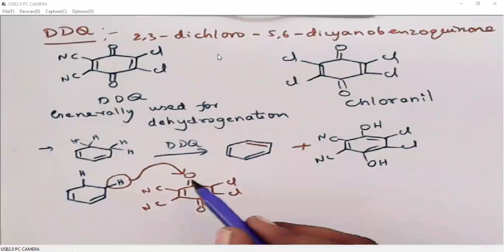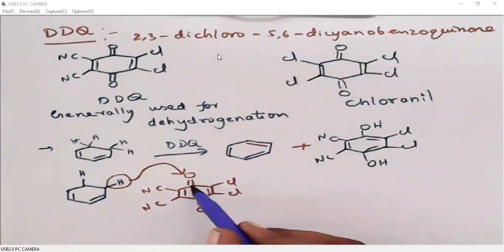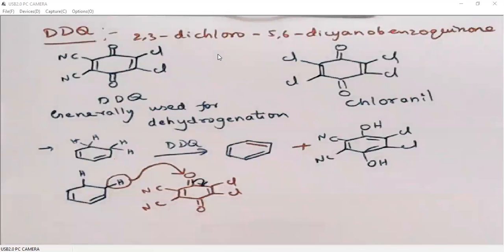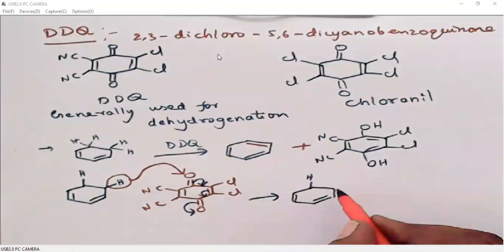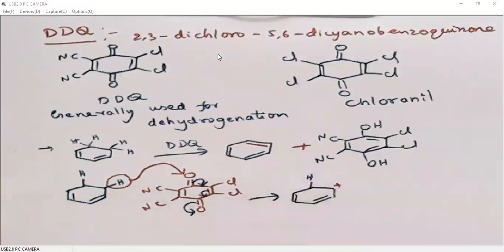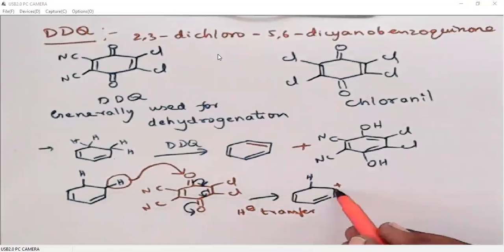Because it is getting electrons, one of the bond pairs of electrons will be polarized into the ring so that it generates a benzene structure. Because we are losing H minus, this carbon will get a positive charge. So in the first step, hydride ion transfer takes place and we are generating a carbocation.